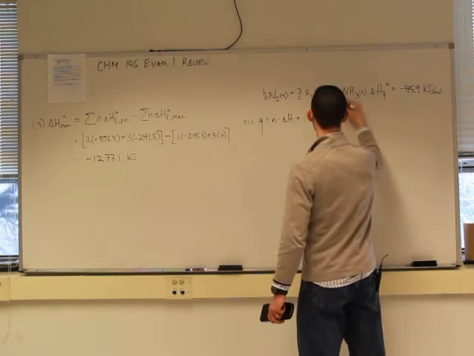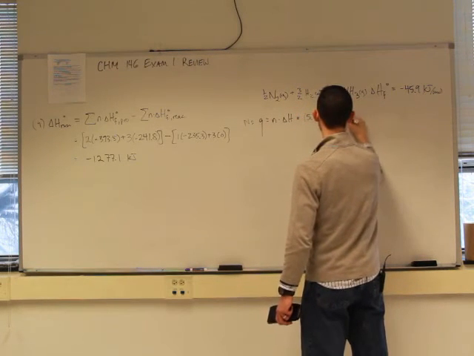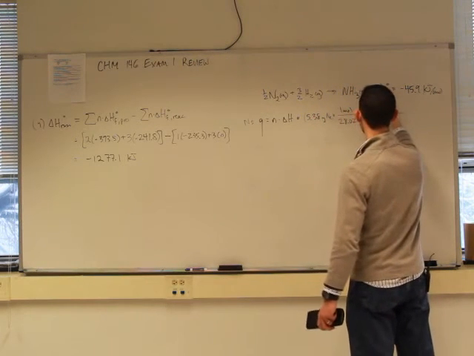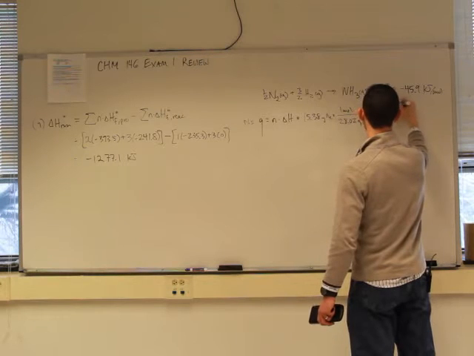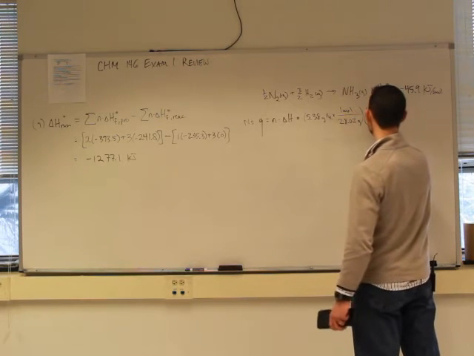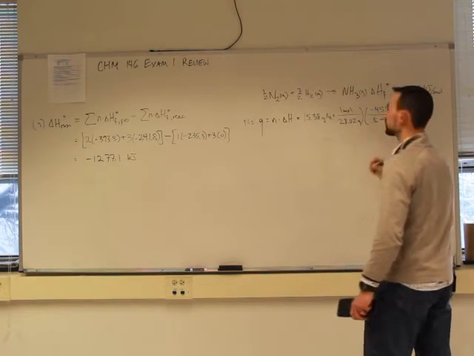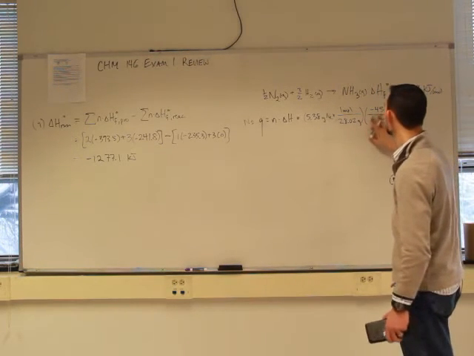I need to convert that to moles. A mole of nitrogen is 28.02 grams. And then I would multiply by the negative 45.9 kilojoules. Now here's where that's sneaky, because that's per 1/2 mole of nitrogen, or 0.5 moles of nitrogen.